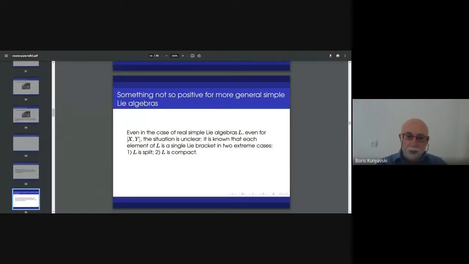So it is known that each element of L is a single Lie bracket, but this is known only in two extreme cases. L is split, what I call a Chevalley algebra, and another extreme case, that L is compact, say the Lie algebra of the compact form of a real group. What goes on in between is almost completely open.